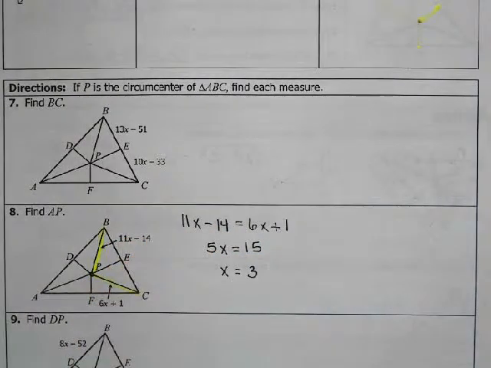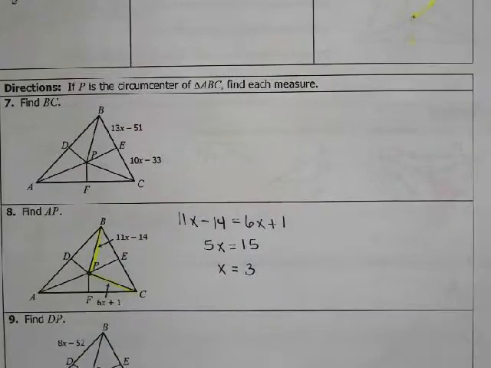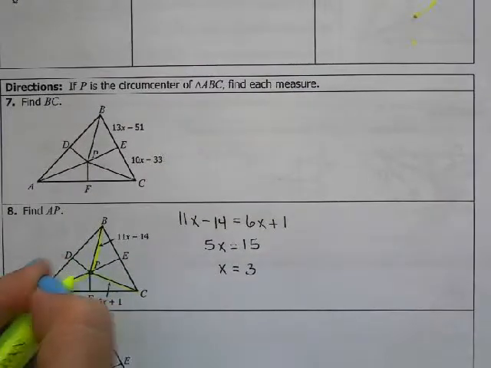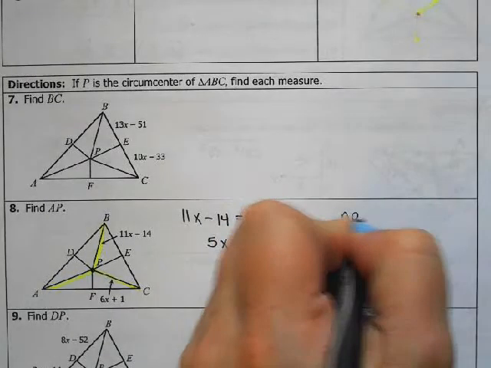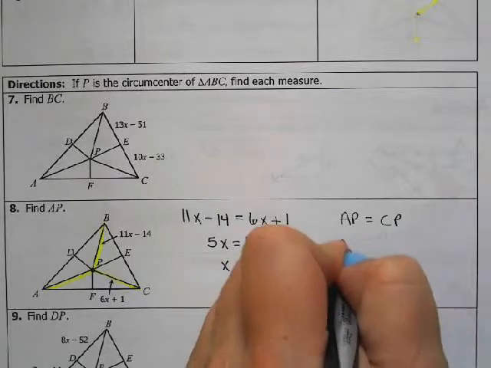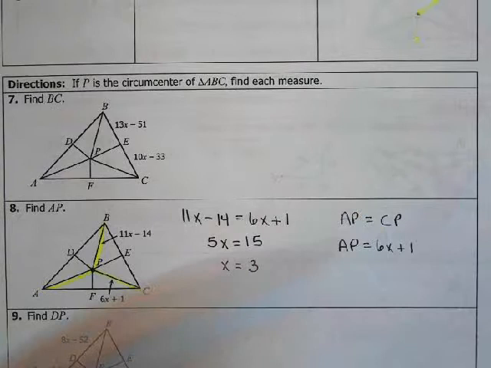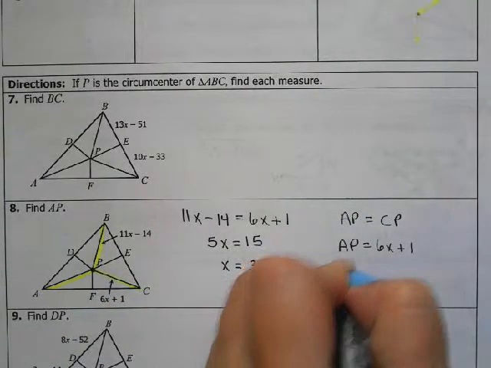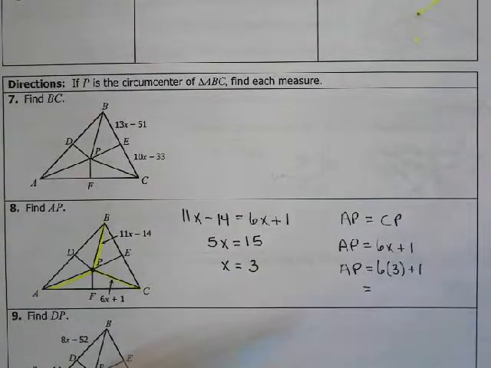We want to find the length of AP. That's the same as BP and CP. So AP would equal CP. You can pick any two. So AP would equal 6x plus 1, 6 times 3 plus 1, and AP would equal 19.